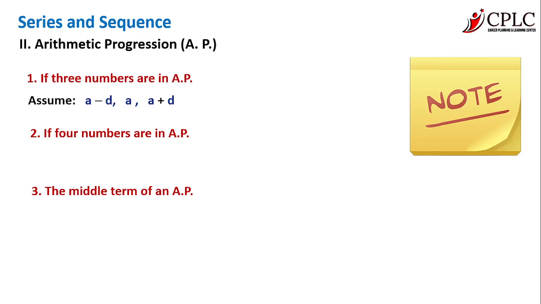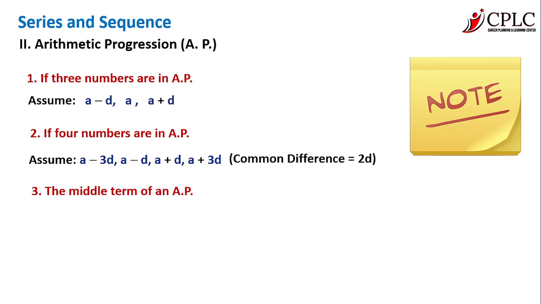Then you want to write down four numbers in AP. Now the catch is the middle two numbers will be A minus D and A plus D, and the common difference will also change slightly. Instead of D, it becomes 2D. And there is no restriction for that, because you can take it as 5D or 3D or 7D. Doesn't matter, as long as the difference is the same, the numbers are in AP.